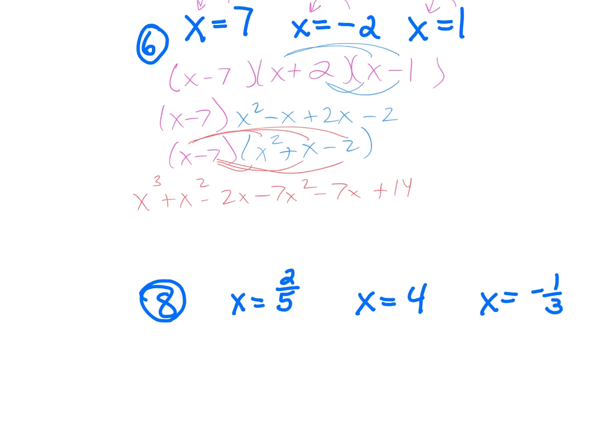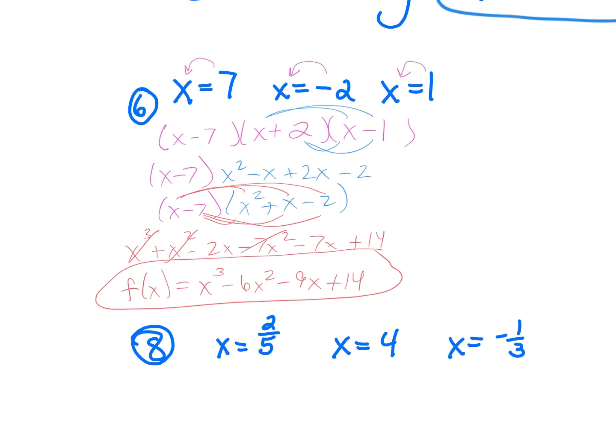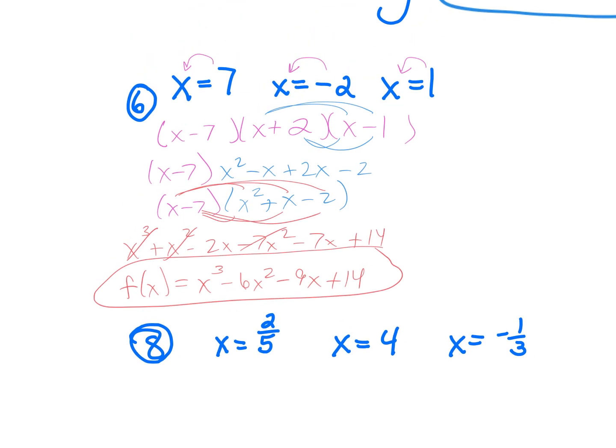So your final answer in function notation, f of x, g of x, h of x, whatever. Function notation, then you have x cubed. Combine your like terms. So I have x squared and a negative 7x squared gives me negative 6x squared. Negative 2x and a negative 7x gives me negative 9x. Then plus 14. And that is your final answer. You're given the answers, and you guys are going to determine the original polynomial.